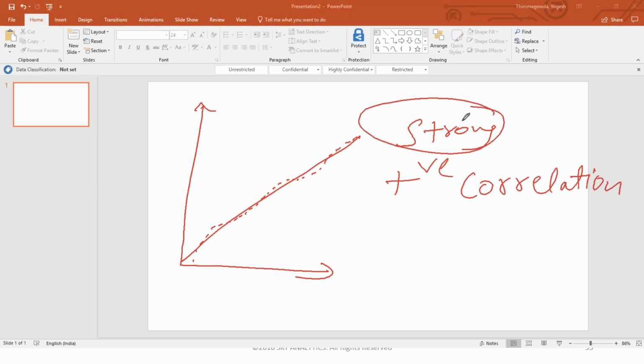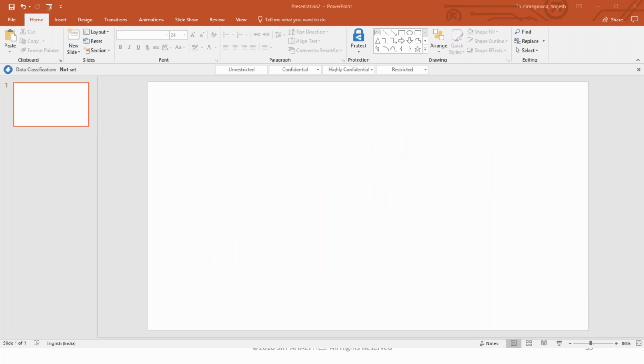Why it is called strong is because these data points, whatever I plotted, are closer to this straight line. That is the reason it is called strong. And it is called positive because as your x increases, your y increases. So this is called your strong positive correlation. What does strong positive correlation mean? If your data points are lying close to this straight line, or exactly on this straight line, it is called strong positive correlation. Now coming to strong negative correlation.